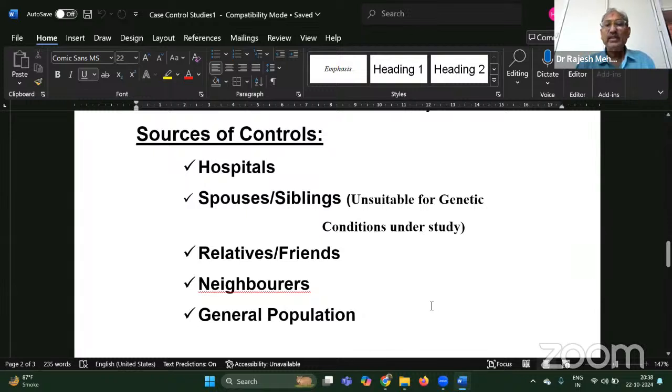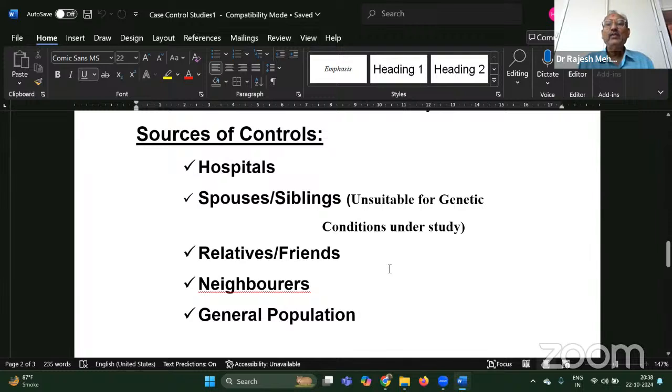Sources of controls: you can take them from your siblings or relatives, neighborhoods, the general population, schools, colleges, like this. It depends on the case, right? If you have young cases, you can find controls from schools and colleges. If you have older cases, you can find them in the vicinity. That is possible, right?